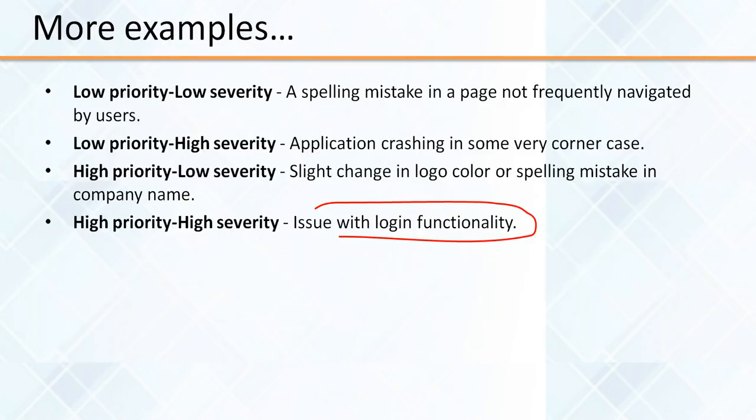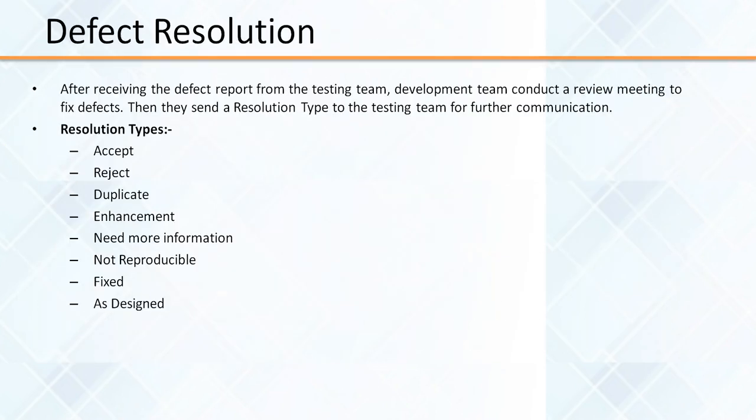Sometimes when you report a defect to the developer, he may accept the defect, or he may reject the defect because he doesn't feel it is a defect. Sometimes it is a duplicate, which means the same defect you have raised twice, and sometimes it will be an enhancement. Sometimes the developer will expect more information regarding the defect. Sometimes it is not reproducible. Sometimes it is fixed. Sometimes it is as designed. So these are all defect resolution types.